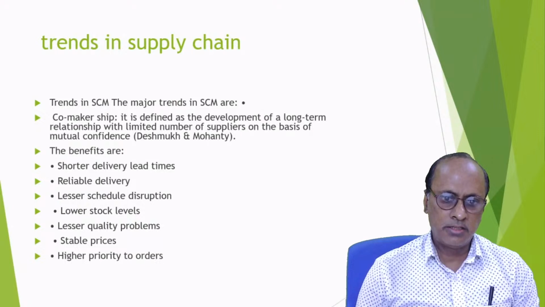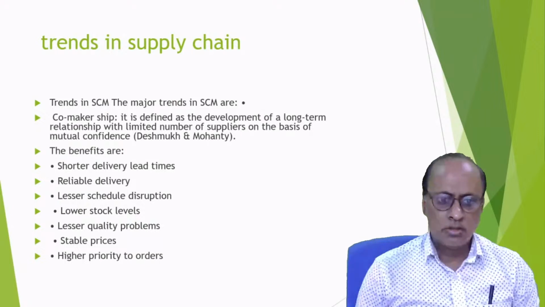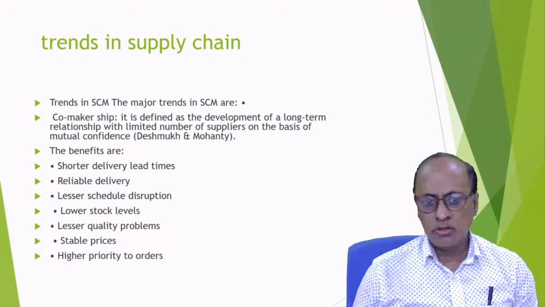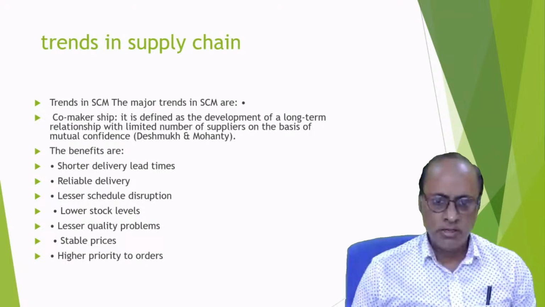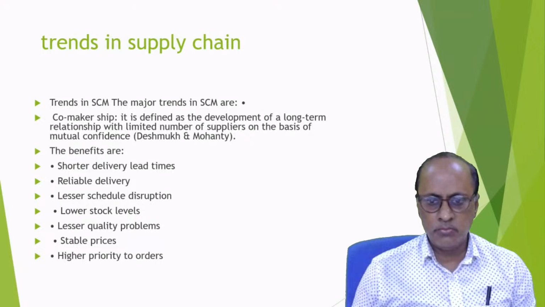Co-markership is defined as development of long-term relationship with a limited number of suppliers on the basis of mutual confidence, as told by Deshmukh and Mohanty. So the trend in supply chain is to have a long-term developed relation with a limited number of suppliers on the basis of mutual confidence. That means a supplier has confidence in the manufacturers, and manufacturers have equal confidence in the suppliers.